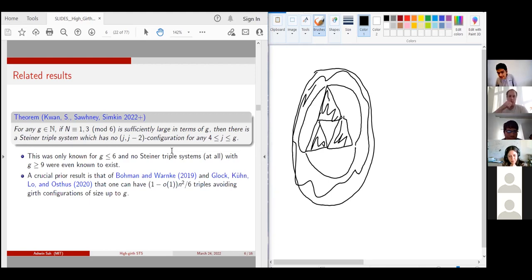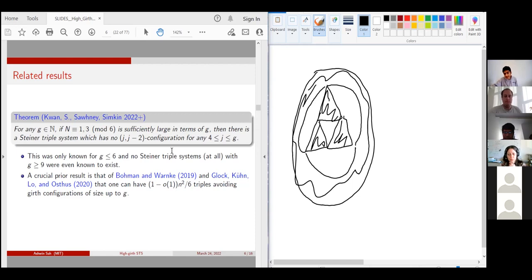One other prior result that needs to be mentioned, especially since we will use some of these ideas, is a result that was independently discovered by Bowen and Warnka, as well as Glock, Kuhn, Lowe, and Osthus. Erdős also conjectured a weaker form of his original conjecture, where he just wanted almost all of the edges to be covered. With the techniques known at the time, using Rödl nibble style methods, people could only cover a small constant fraction of the edges, where the constant would get worse as G got bigger. Bowen and Warnka and Glock, Kuhn, Lowe, and Osthus were relatively recently the first to show that you can cover almost all the edges.